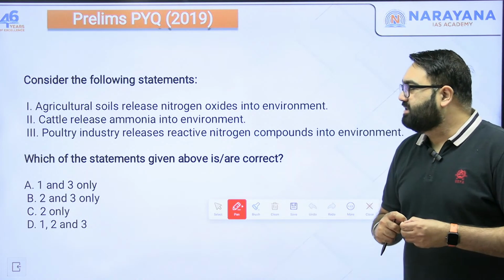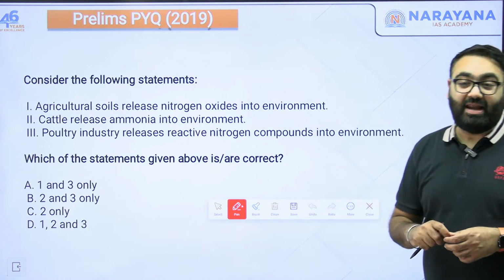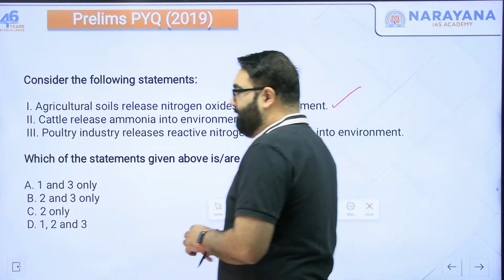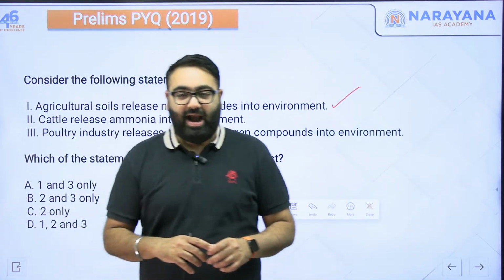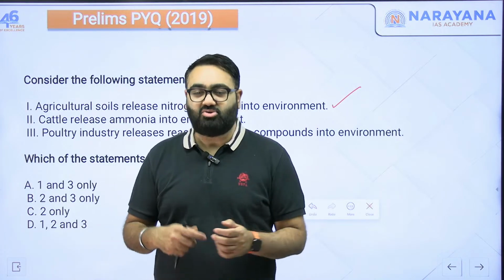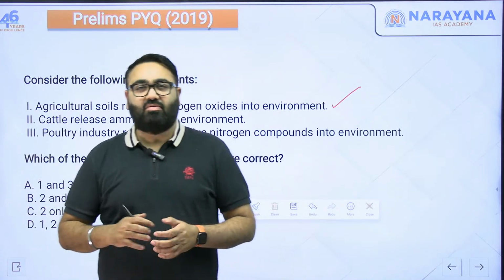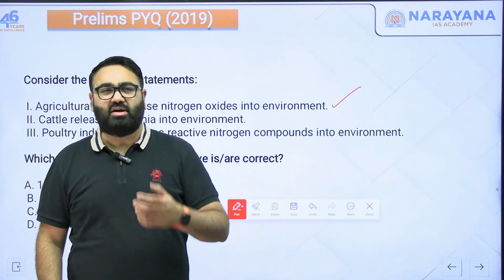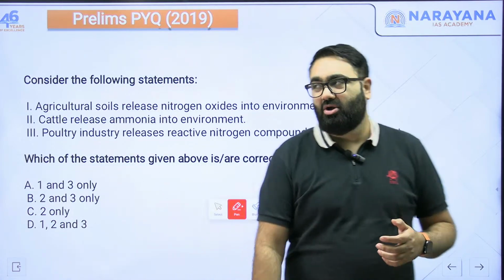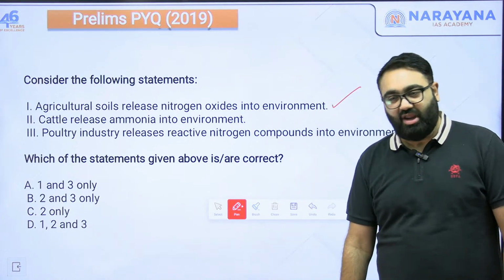Okay. Consider the following. First, agriculture soils release nitrogen oxides into the environment. Is that true? Yes. So the farmers use urea, for example, in large quantity, because it is available at a much lower cost in the market price to the farmers because of the subsidy, they tend to overuse it. While a part of it is absorbed by the soil and used for plant nutrition, a lot of it remains there and becomes a part of the environment because it turns into nitrogen oxide and releases into the environment.